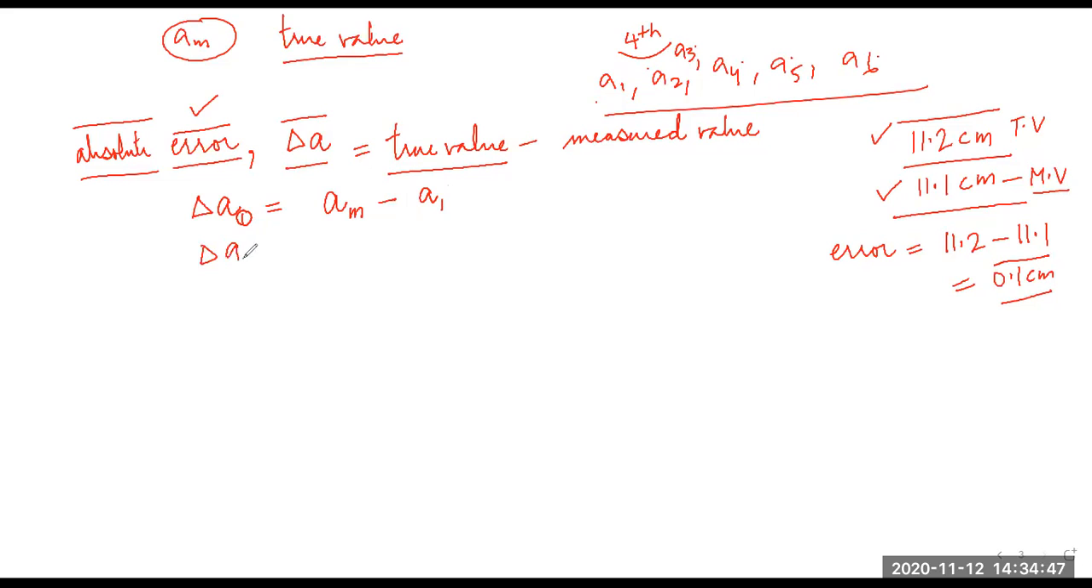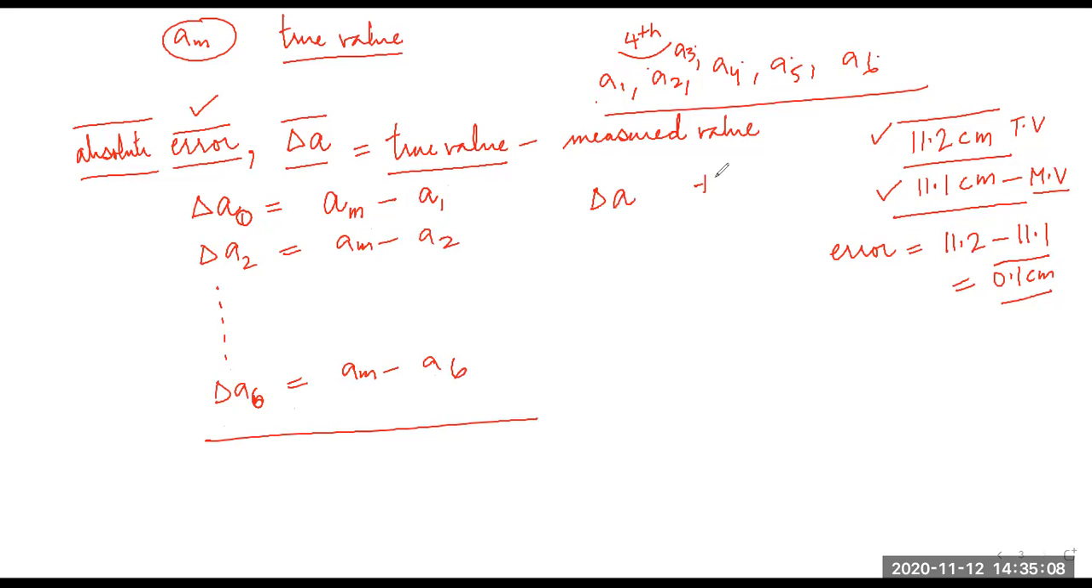Similarly, we will have delta A2 is equal to AM minus A2, right? And in this case delta A6 is equal to AM minus A6. So students, the value of delta A can be positive, can be 0, can be negative, depending upon the case. Again, see the example. Jasmine, listen carefully.